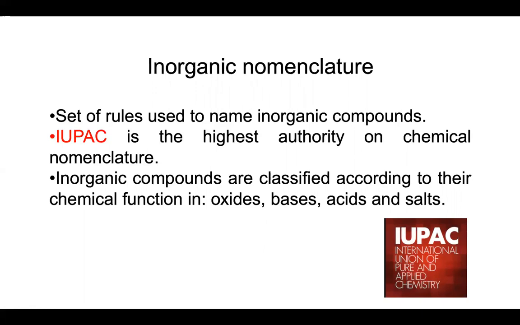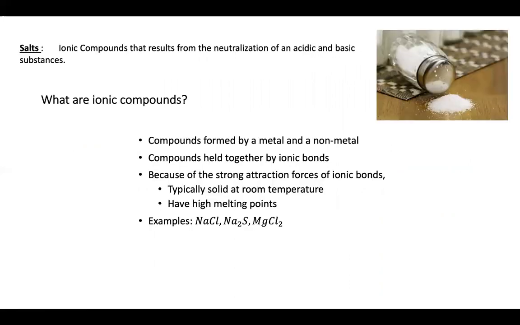Who is the organism that defines the rules for naming? This is IUPAC. IUPAC is the highest authority on chemical nomenclature. IUPAC means International Union of Pure and Applied Chemistry. They are the ones that define which rules we are going to be using in all the naming problems, in all the things related with naming. Okay, we're going to start with salts in this video.